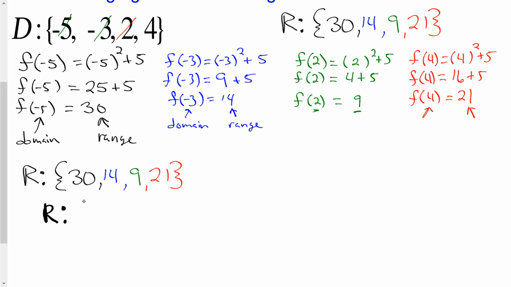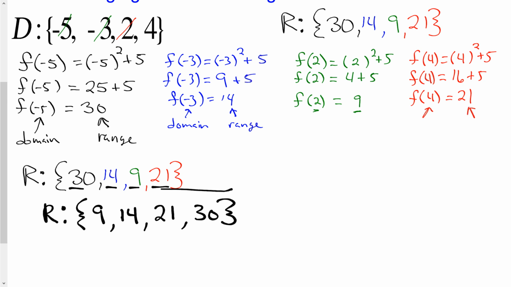So we're going to say that the range is the set of the numbers, starting with my lowest number, 9, 14, 21, and then 30. And that, ladies and gentlemen, is the range for all the domain.